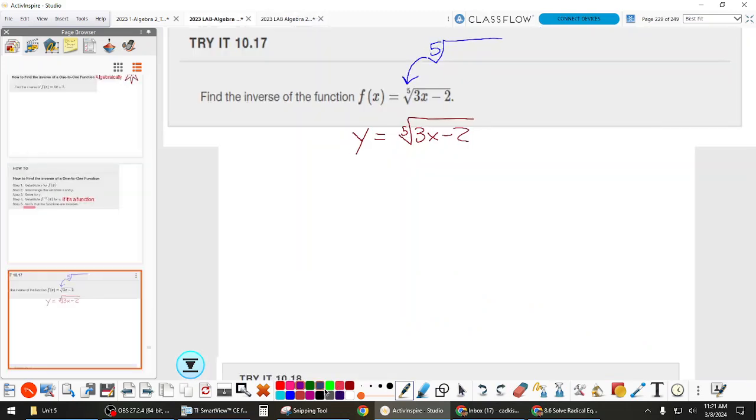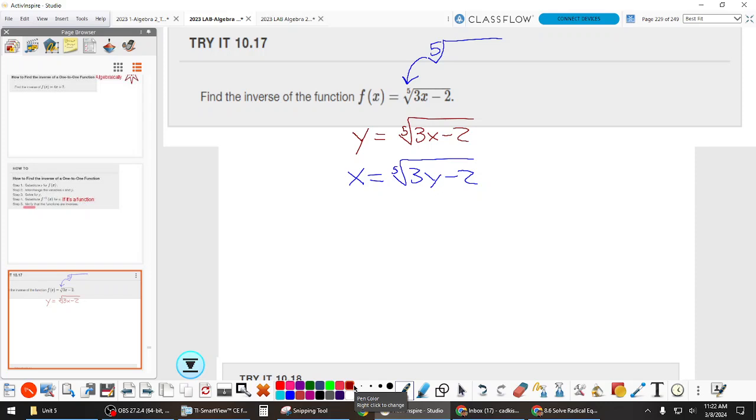Okay, so we did that. Now what? Switch x and y. Trade places. Okay? Now what? Get y by itself. So this again, this is where the work comes in. How do we get y by itself?